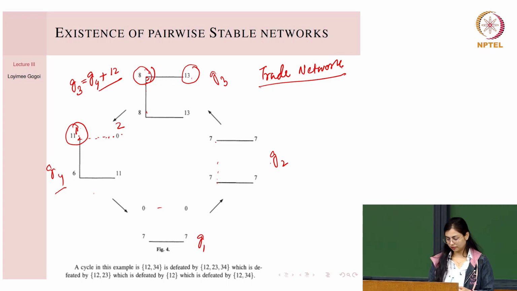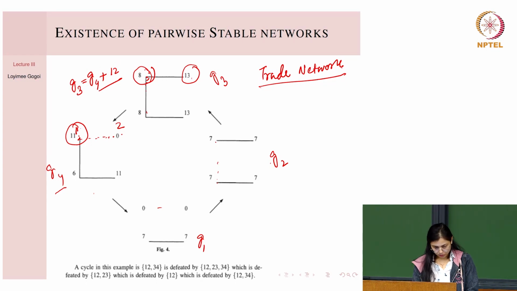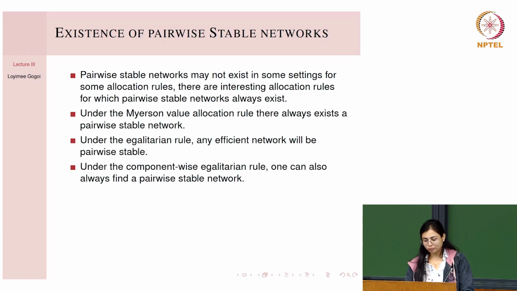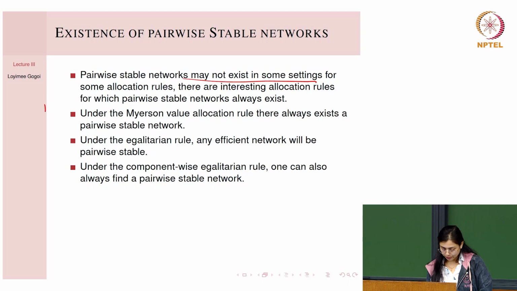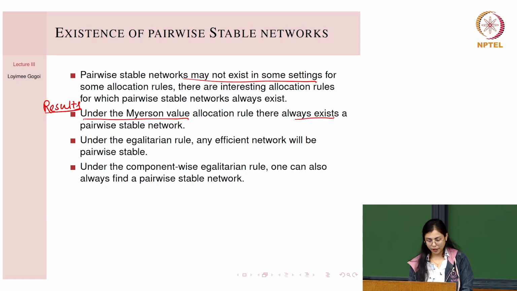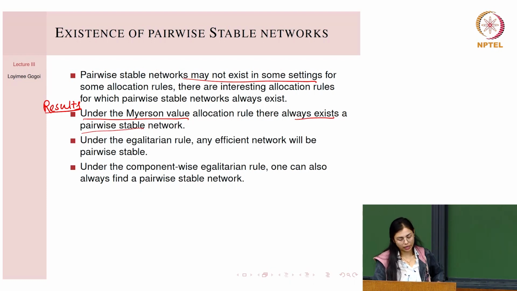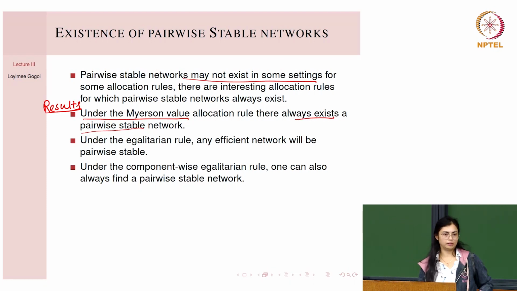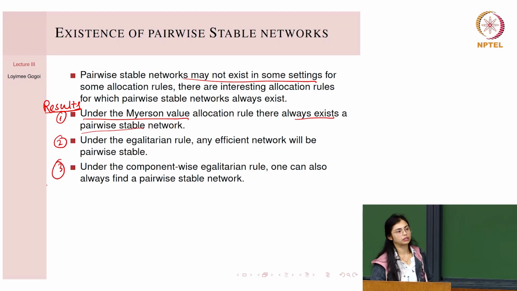So in the example we said that pairwise stability does not exist in some settings, but here we have 3 results. Under the Myerson value, there always exists an efficient network which is pairwise stable. That's the first result. The second is the egalitarian rule, and the third is the component-wise egalitarian rule. That is the equal division.